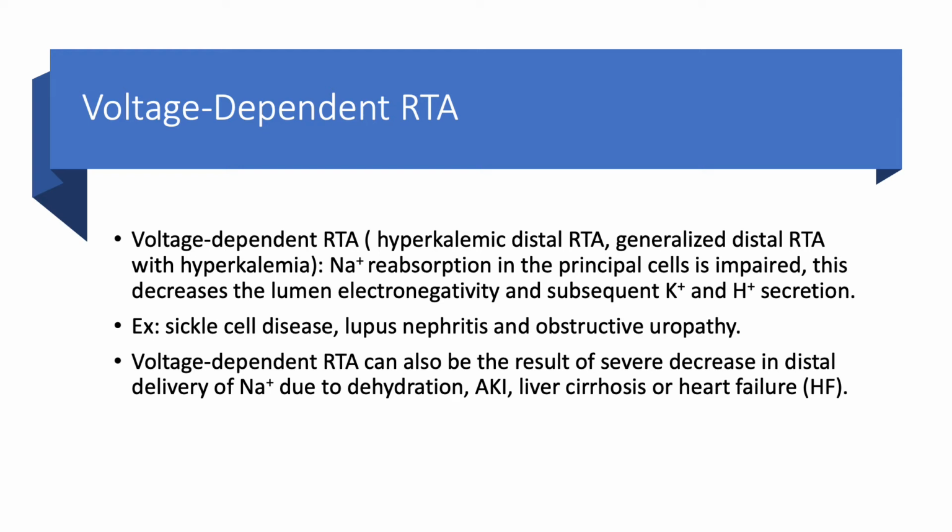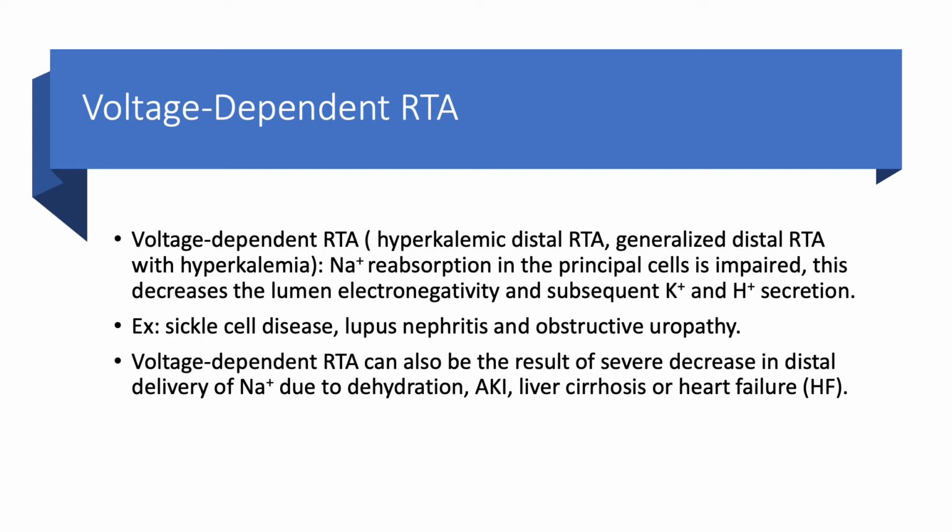In this type of hyperkalemic RTA, sodium reabsorption in the principal cells is impaired. Okay, this decreases the lumen electronegativity, and then potassium will not exit the cell, hydrogen will not exit the cell. So what's going to happen? Hyperkalemia and acidosis. This is what's going to happen in sickle cell disease, lupus nephritis, amyloidosis, and obstructive nephropathy.